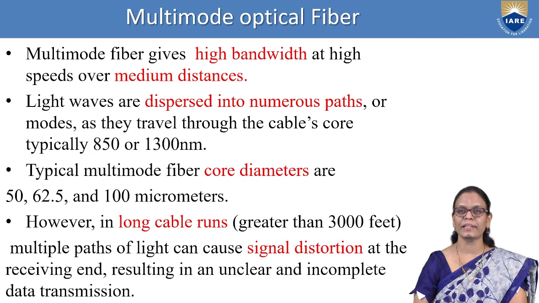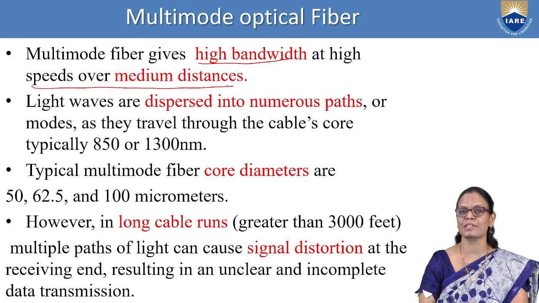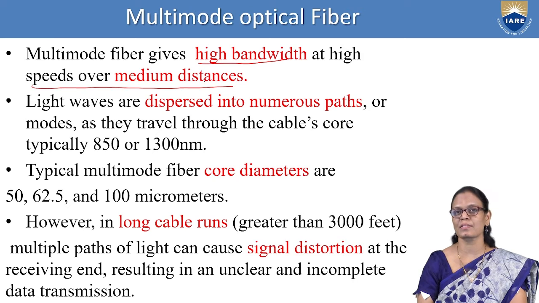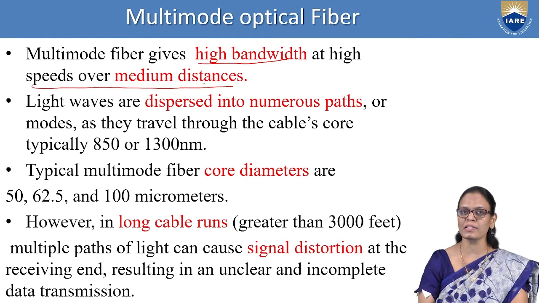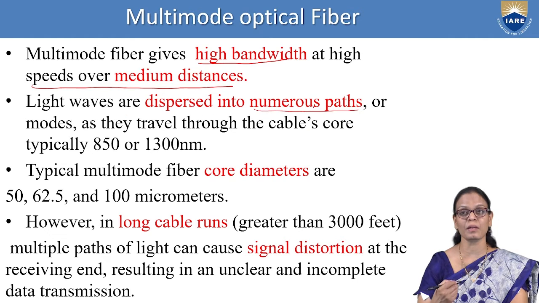Now we are going to look at the advantages. Multimode fiber gives high bandwidth at high speeds over medium distances. So the distance is a constraint. We are mainly using it for short distances. For short distances, it can maintain the speed as well as the bandwidth. Light waves are dispersed into numerous paths because there are many paths for the light to propagate as they travel through the cable's core.